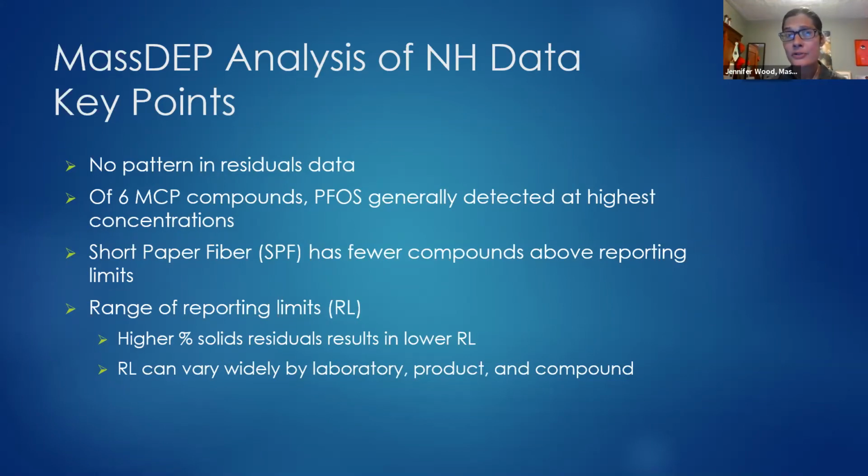And there is a range, as you just saw, of reporting limits, known as RL. I'd like to note that higher percent solids of residual does result in a lower RL. That's what we're finding, we're seeing, we're hearing. Reporting limit can widely vary by laboratory, product, and compound. This is generally what we're seeing of the information, again, that New Hampshire shared with us.